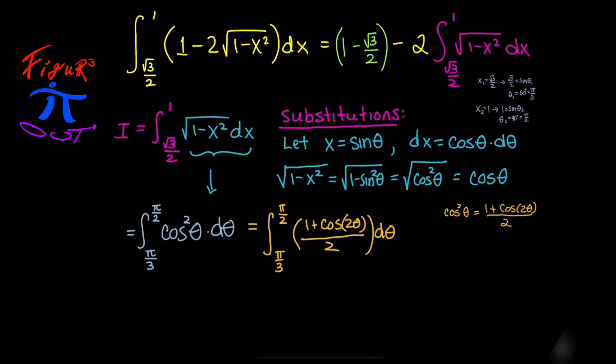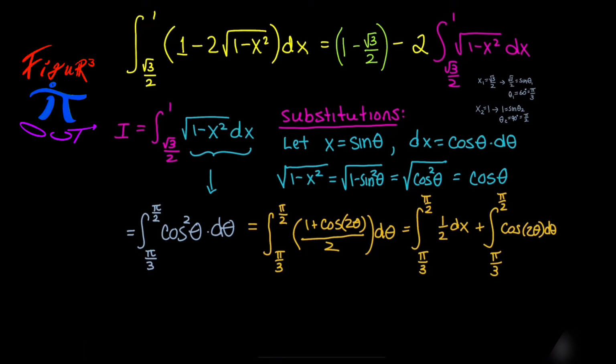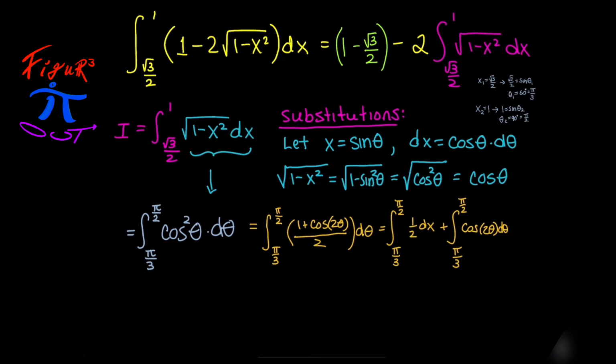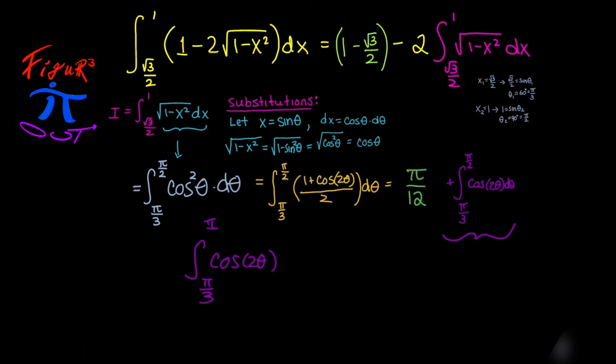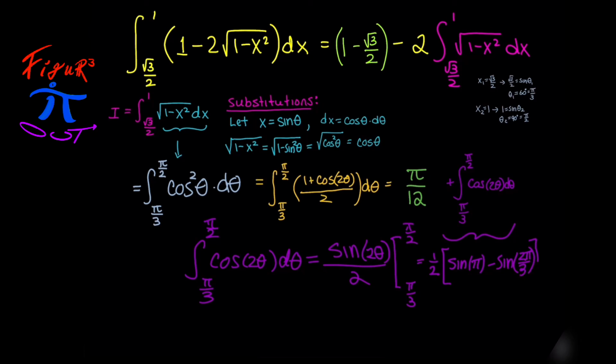And because of the linearity of integrals, we can also split this one up into two simpler integrals. The first one of which we'll be able to evaluate no problem, and the second one will take a little bit more time. So if we look at that first part of the integral from 1/2 dx from pi over 3 to pi over 2, we're going to find that this value is going to equal pi over 12. Next, we're going to take the integral for cosine of 2 theta and integrate that, which is the sine of 2 theta over 2. And we're going to evaluate that from pi over 3 to pi over 2.